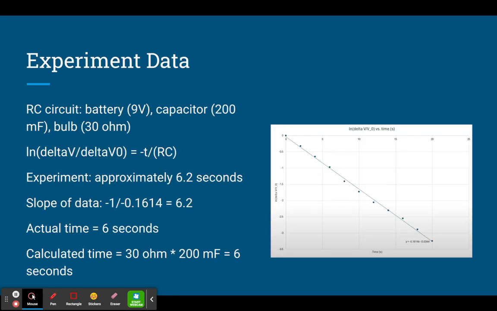And then here's the data plotted for the RC circuit with the 9V battery, 200 mF capacitor, and 30 ohm bulb. So using the equation ln of delta V divided by delta V naught is equal to negative t divided by RC, we can plot that line of best fit and use the slope to get the time. So in the experiment, the time was approximately 6.2 seconds, and using the slope of the data, it was also found to be 6.2 seconds. And then with the actual time being 6 seconds, the calculated time, multiplying 30 ohms by 200 mF, was also equal to 6 seconds.